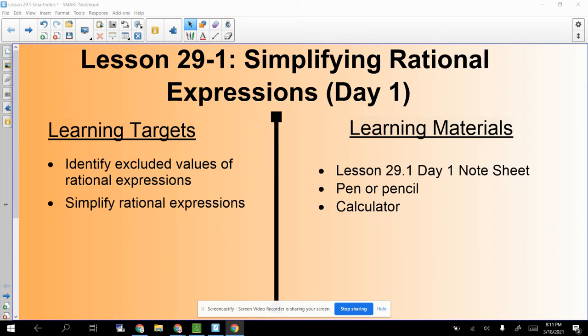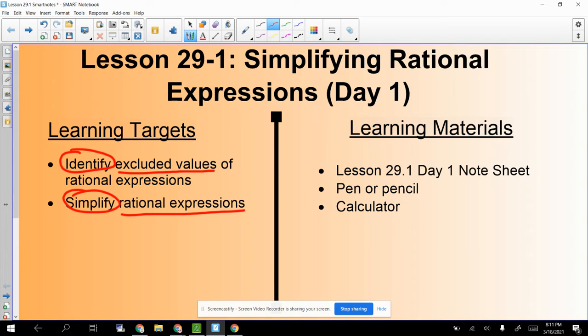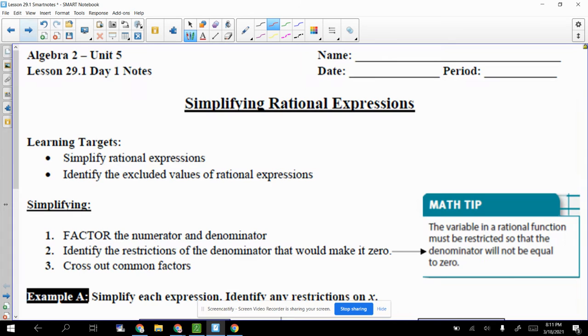We are going to be talking about simplifying rational expressions. You will want the lesson 209, day 1 note sheet, a pen or a pencil, and your calculator. And our learning targets are that we are going to identify excluded values of rational expressions and then simplify rational expressions. So let's check them out.